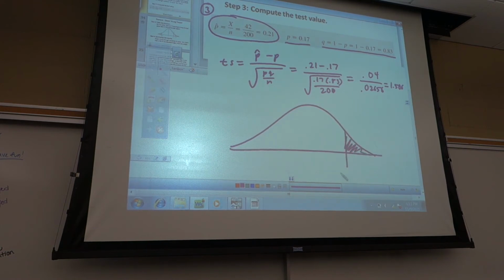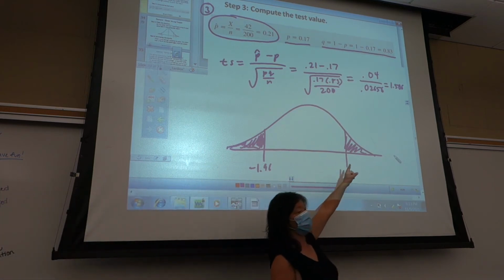I put in my 1.96 and I shaded. It's very, very important you shade your tails. That's your rejection region. So make sure when you draw your pictures, you shade the tail, so you know your rejection region.